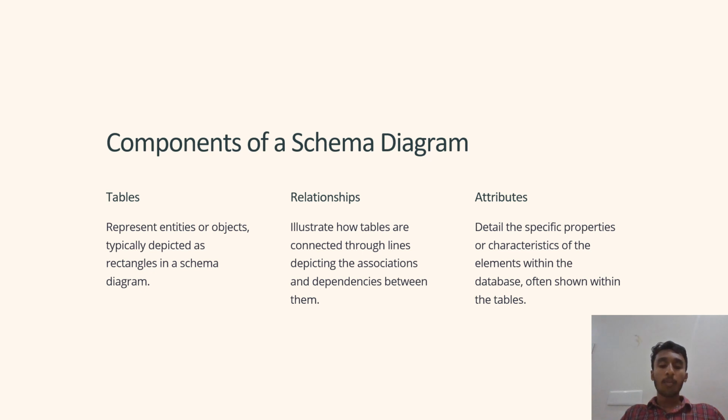And next come the components of the schema diagram. The first one is tables. A table represents entities or objects that are typically depicted as rectangles in the schema diagram. Relationships illustrate how the tables are connected through lines, depicting the associations and dependencies between them. Attributes detail the specific properties or characteristics of the elements within the database, often shown within the table.